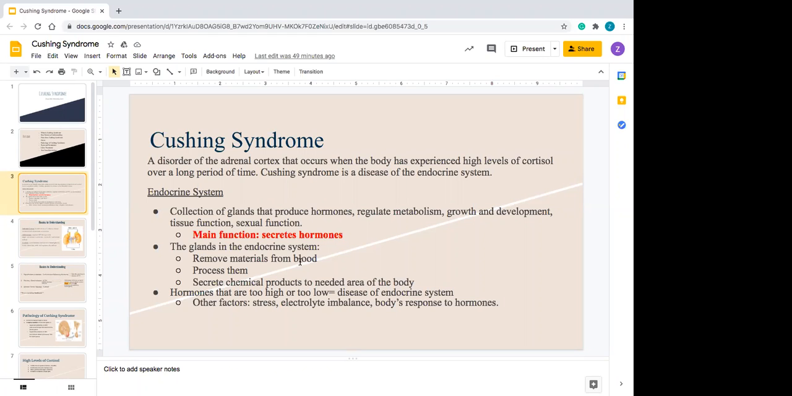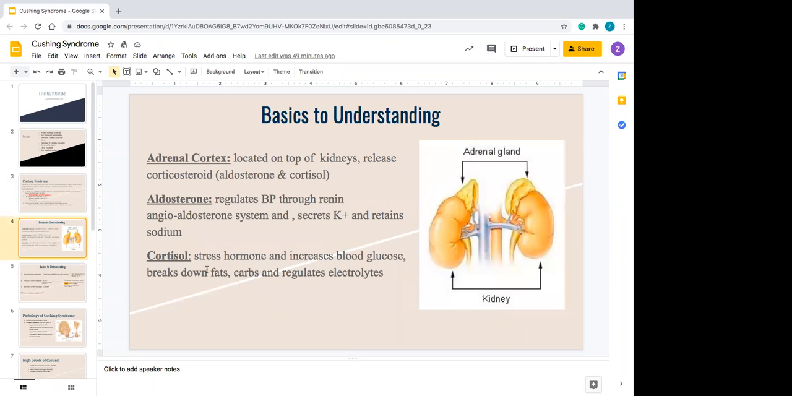So, just a key tip, if the hormones are too high or too low, that indicates a disease of the endocrine system. Other factors that can cause disease are stress, electrolyte imbalance, and the body's response to hormones. So, these are just some terms that you need to understand. The adrenal cortex is located on top of the kidneys. It releases your aldosterone and cortisol.